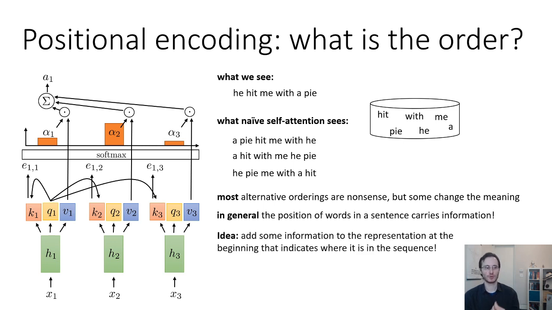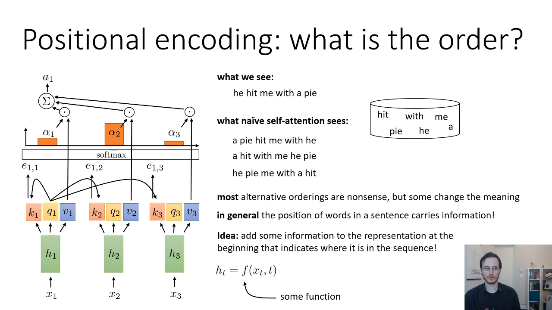So the idea that we're going to explore in this part is to add some information to the representation at the beginning, at the bottom of this whole system, that indicates where that token is in the sentence. So we're going to add something to xt that will allow the rest of the self-attention mechanism to know where it is relative to the other x's.